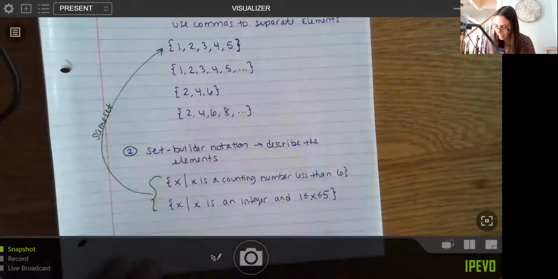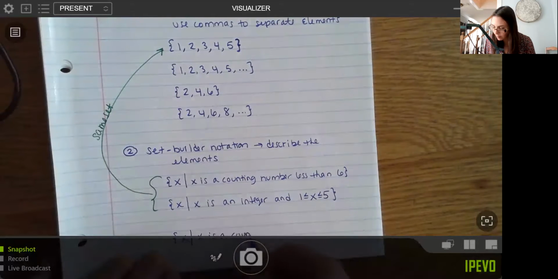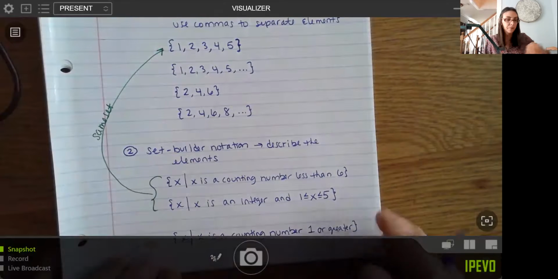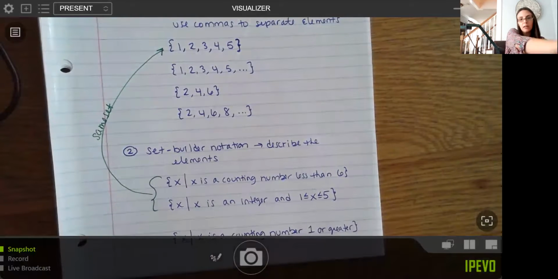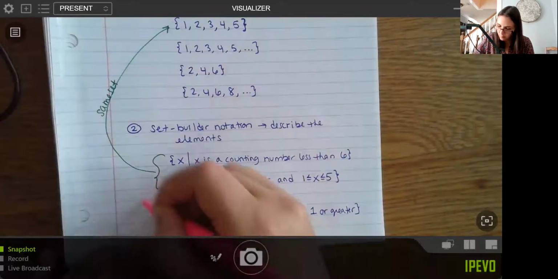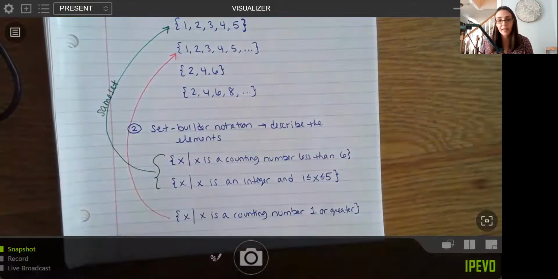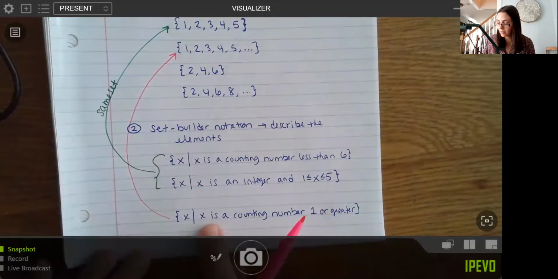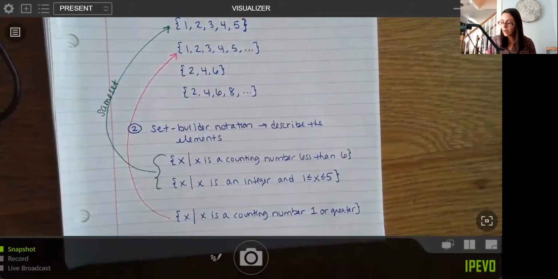So for the next one, I could write something like X such that X is a counting number 1 or greater. So here, remember our set was infinite, right? The numbers kept going. So I want to write that as set builder notation. One way I could describe it is that X is a counting number 1 or greater, right? So I start at 1 and I count upward. Or I could say X is an integer 1 or greater. That also works. So there's different ways that you could describe your sets.